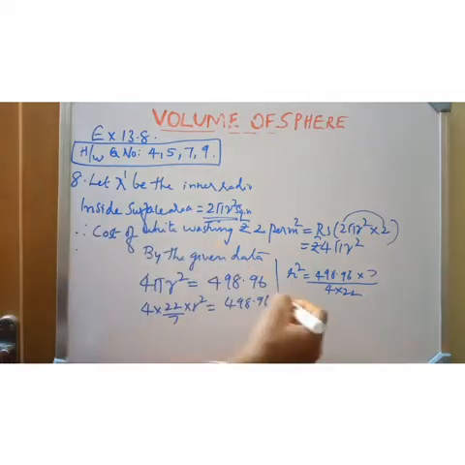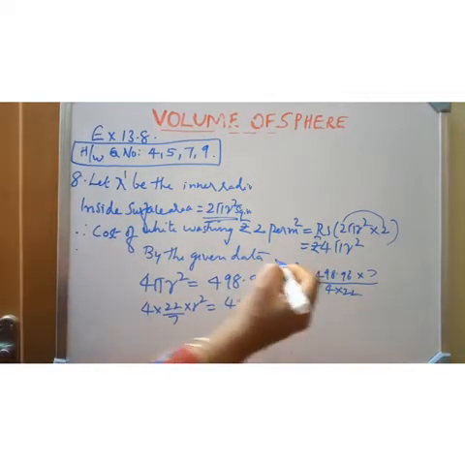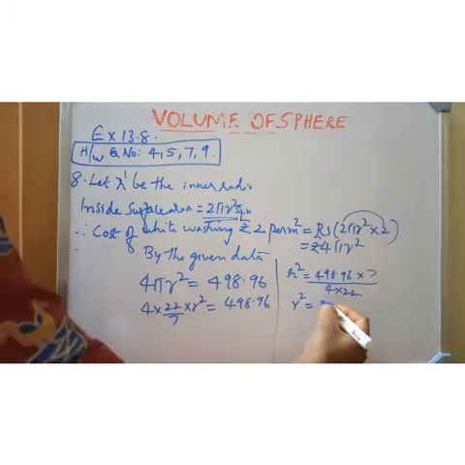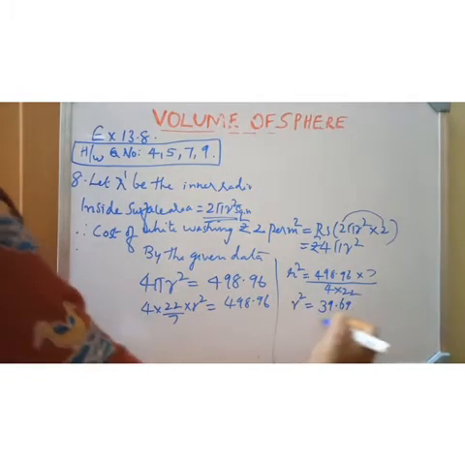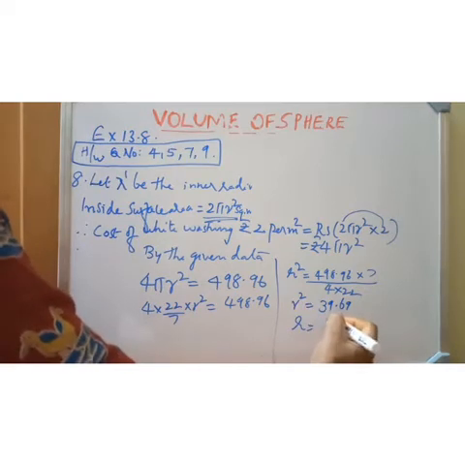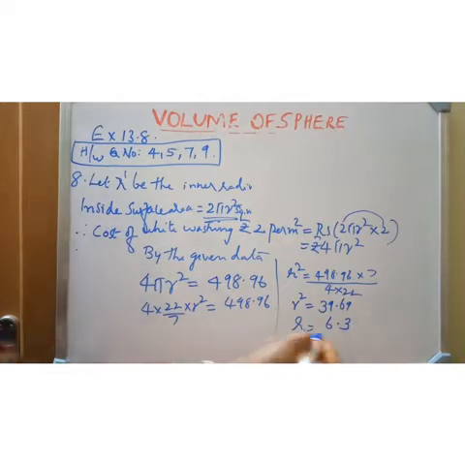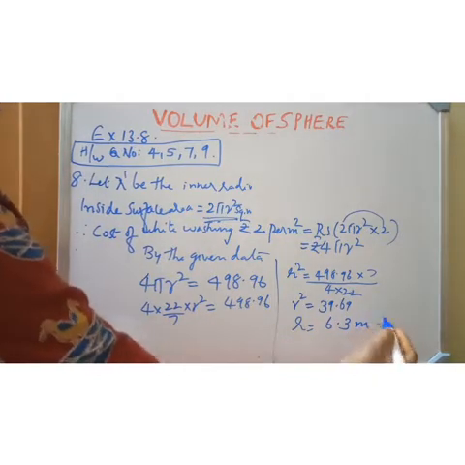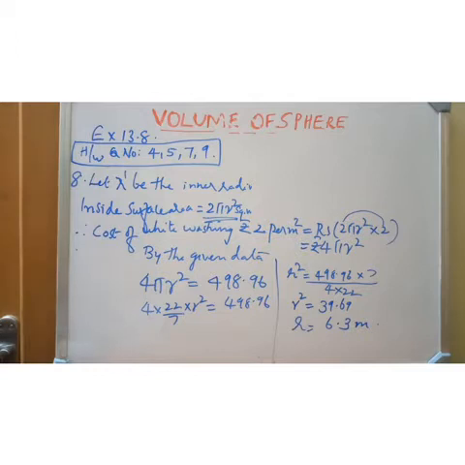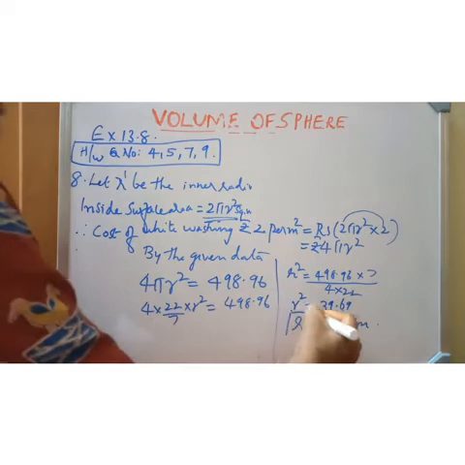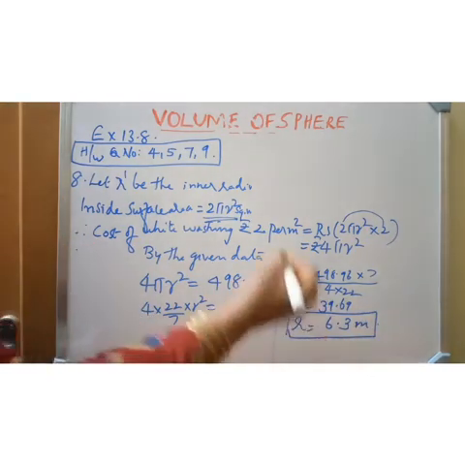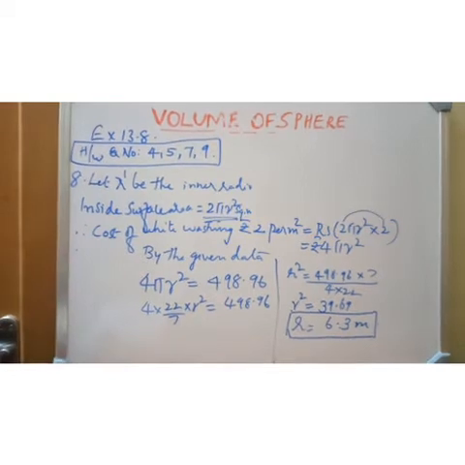We will get r square equal to 39.69. So square root of this as r is 6, 6 6s are 36. So 6.3 approximately you will get. So radius is equal to this much meter. Then what are the two subdivision questions? Inside surface area of the dome. So r we got 6.3 meter. Using this r only we must find out the curved surface area as well as the volume.